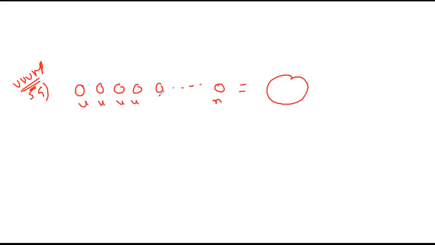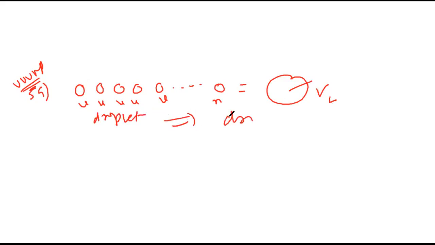N identical spherical drops charged to the same potential V are combined to form a single drop. The potential of the new drop will be how much? That means we are having n droplets, n forms a bigger drop. Each smaller one has voltage V, and we want the voltage of the larger one.